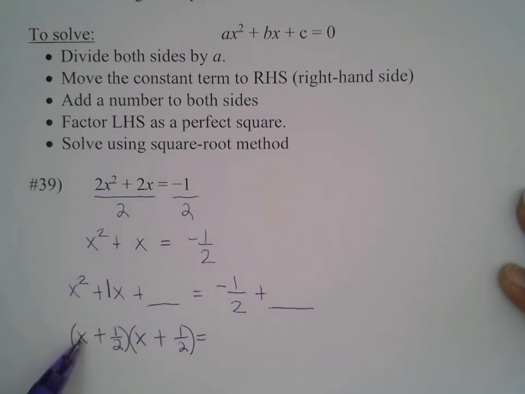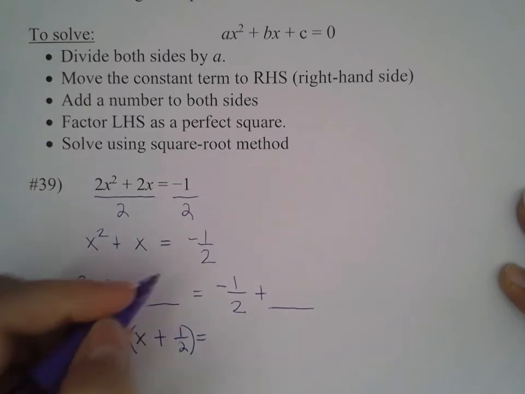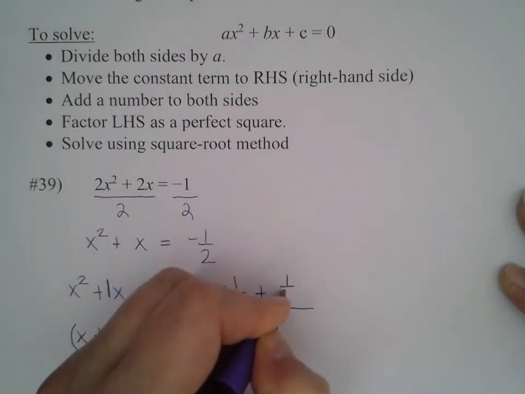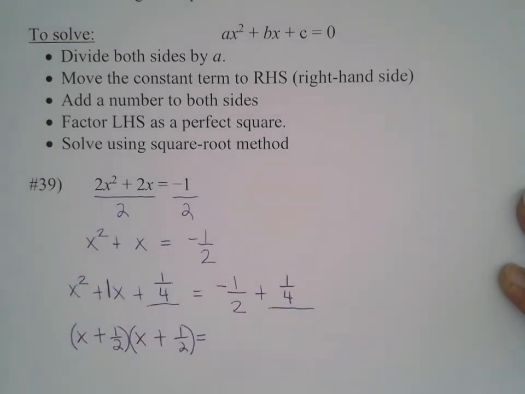And if we use FOIL, everything matches up. X squared, 1/2 x plus 1/2 x would be 1x. And then the last times the last, 1/2 times 1/2 would be 1/4. We're going to add 1/4 here. Okay, so that's the way you can use the factoring to reason it out.